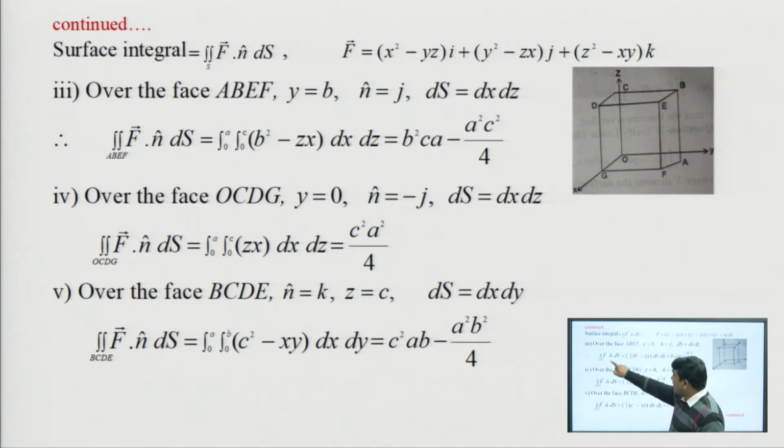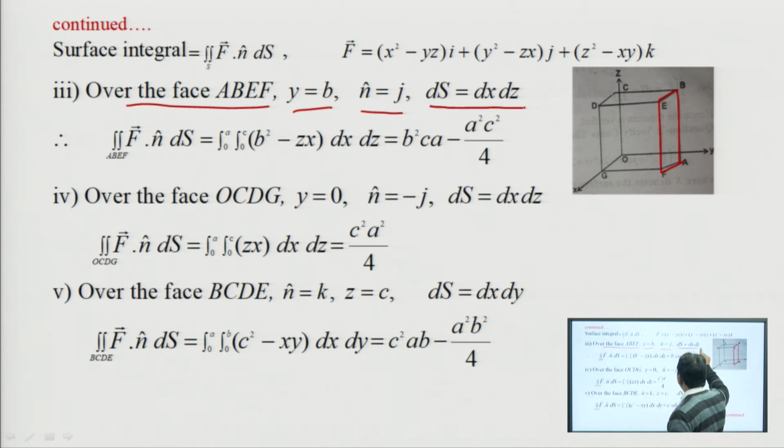Now, over the face ABEF, for this face y is equal to b. This is at y is equal to b distance and n is equal to j, dS is equal to dx dz. Then we can evaluate this as b square minus z, dx dz, and the value of this integral becomes this.